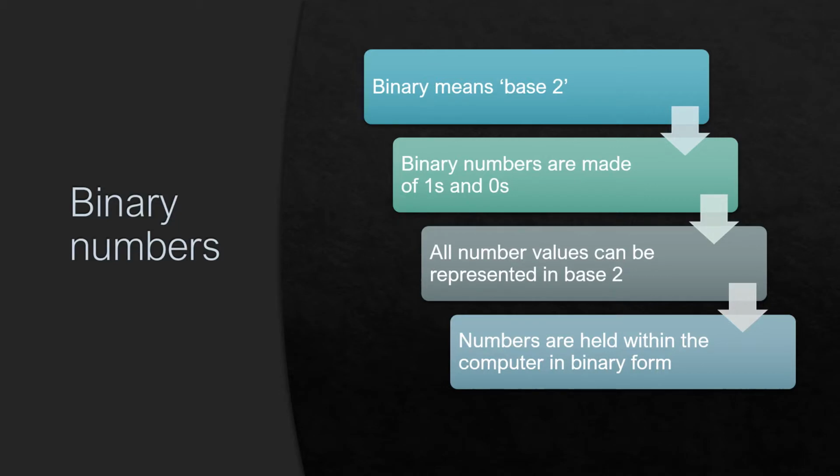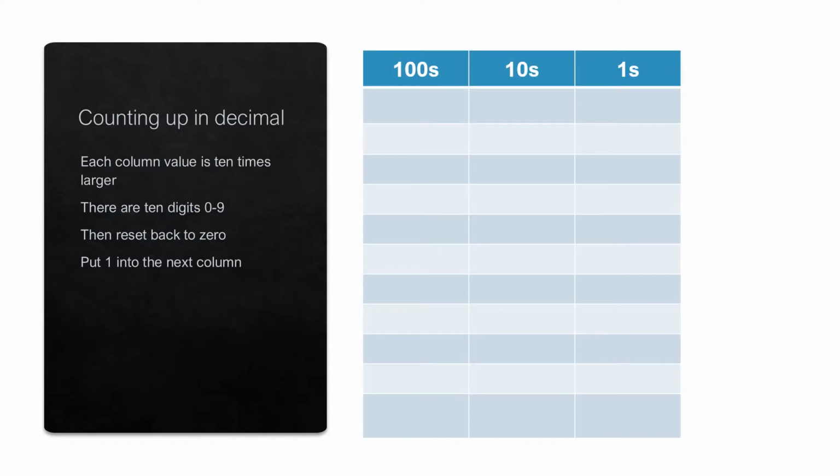Binary means base 2 and binary numbers are made of ones and noughts. All number values can be represented using binary and numbers are held within the computer in binary form. So let's quickly review how decimal works because binary works in the same way by analogy. In the decimal counting system there are 10 digits including 0 from 0 up to 9. And each position value is 10 times larger than the one before.